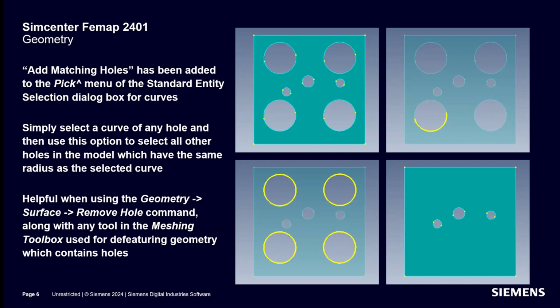But what we did add was an add matching holes option to the pick menu for the standard any selection dialog box for curves. So basically you can just pick one curve, and if it matches the radius of that curve, it'll just go find them all. Where can this be helpful? If you're using a command like geometry surface remove hole, or some of the defeaturing tools in the meshing toolbox. You can use that especially when you're doing the multi-select with the standard any selection toolbox.